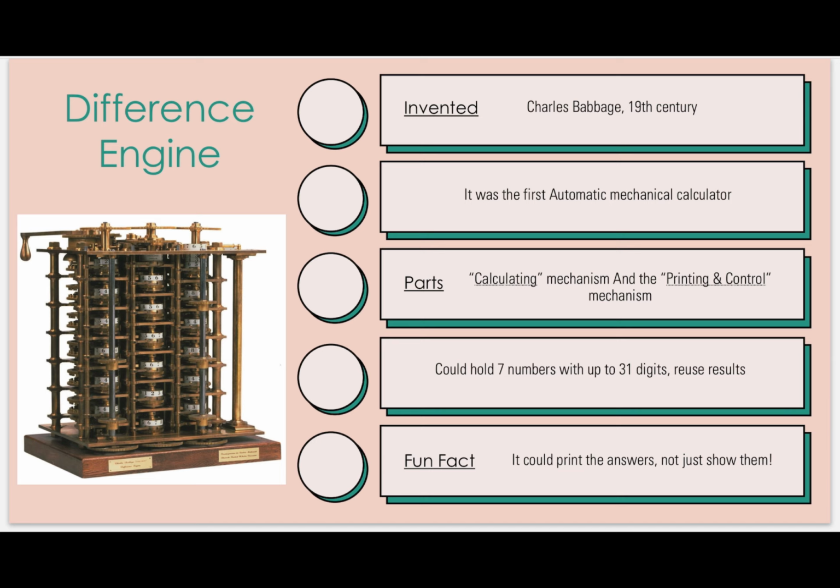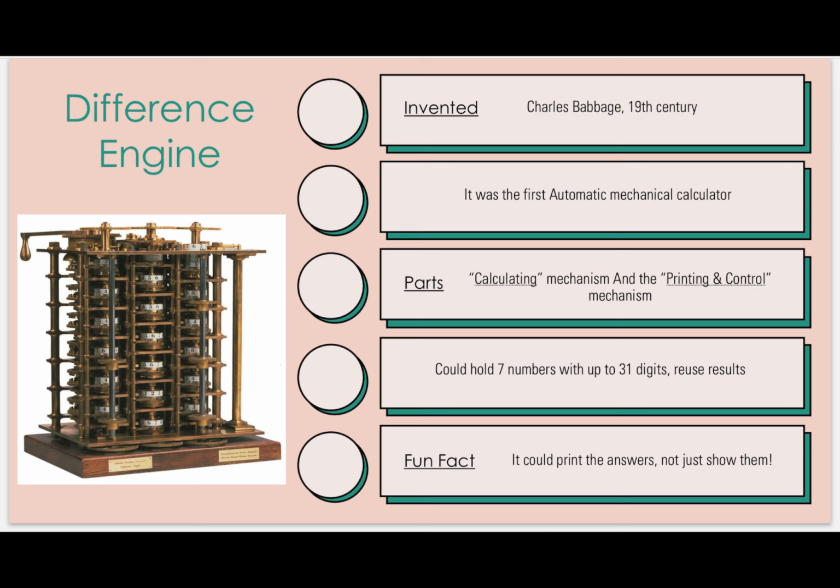What was the specific feature of this calculator? It was the first automatic mechanical calculator. And what was the Pascaline? The Pascaline was the first mechanical calculator, and the difference engine is the first automatic mechanical calculator. There is a slight difference. It consists of two main parts: the calculating mechanism and the printing and control mechanism.